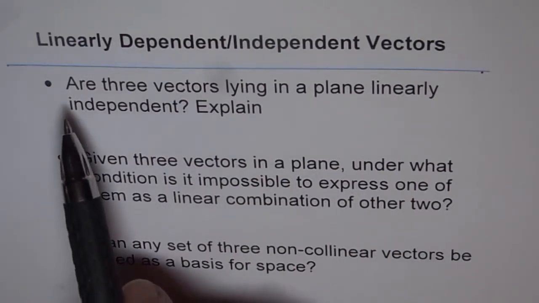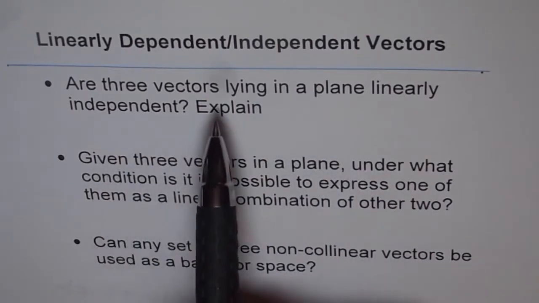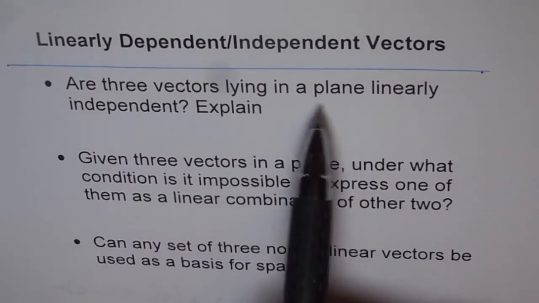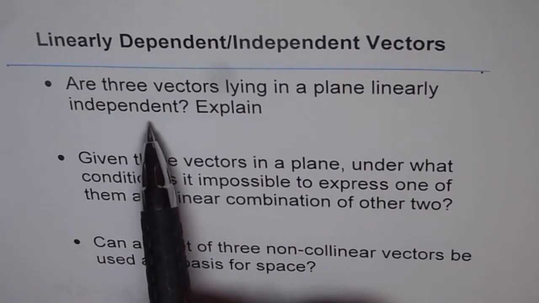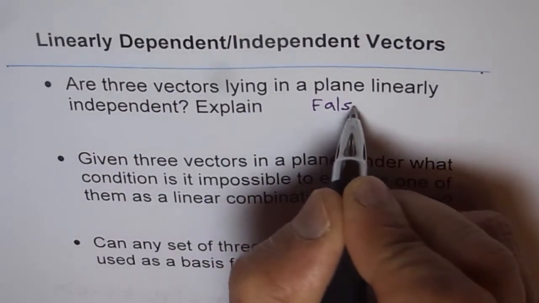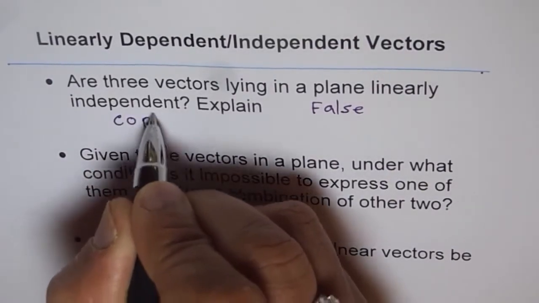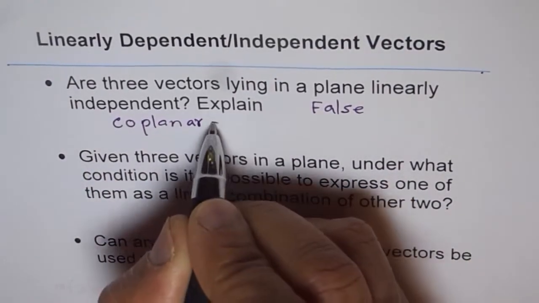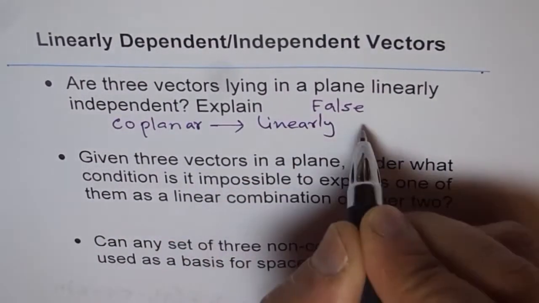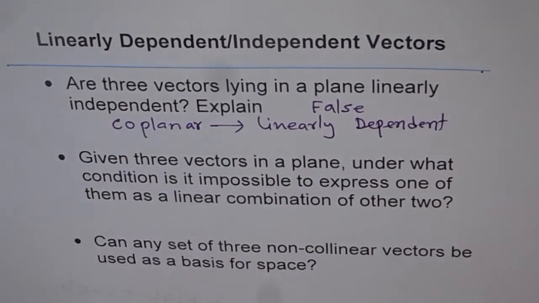The very first is, are 3 vectors lying in a plane linearly independent? Well, the 3 vectors are in a plane, that means they are coplanar, right? So coplanar vectors will actually be linearly dependent, not independent. So this statement is false. Why? Because these vectors are coplanar, so they should be linearly dependent. Correct? Not independent. That is one thing.